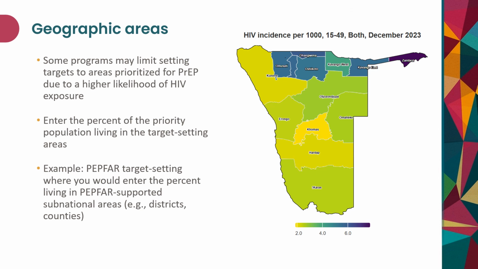Another possibility is that you're setting targets for PEPFAR, and thus you would like to enter the percent of each population living in the PEPFAR-supported subnational areas.